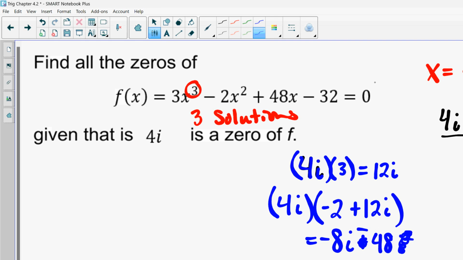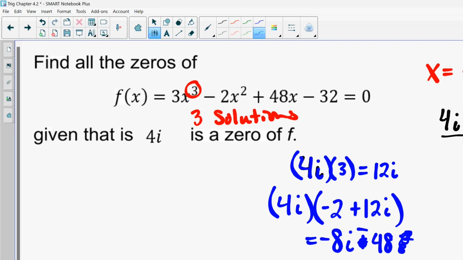So what we have is negative 48 plus, not 12i, not plus. We place it underneath it, and if I can remember the correct statement, minus 8i. I did rewrite it so that it is in standard form, a plus bi. So we get negative 48 minus 8i. Add straight down. Well, 48 plus negative 48 is 0, leaving us with negative 8i.